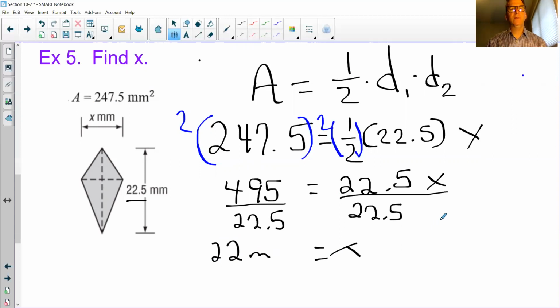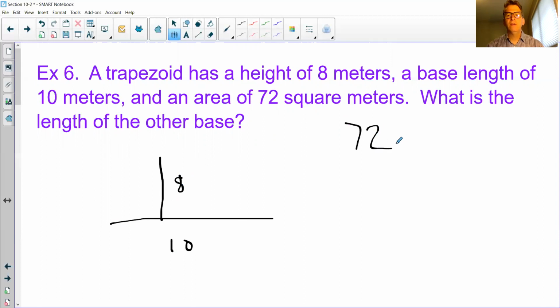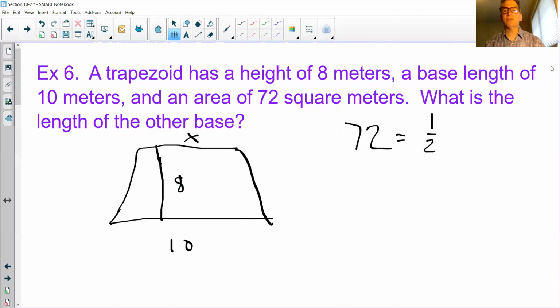Two more problems. Here we go. Example 6. A trapezoid has a height of 8 meters. So let's put a trapezoid in here, 8. A base length of 10, and an area of 72. So we know that the 72 is the area. I suppose I could finish drawing my trapezoid in here. So the 8 is the height, and one of the bases is 10. We're looking for that top base of x.